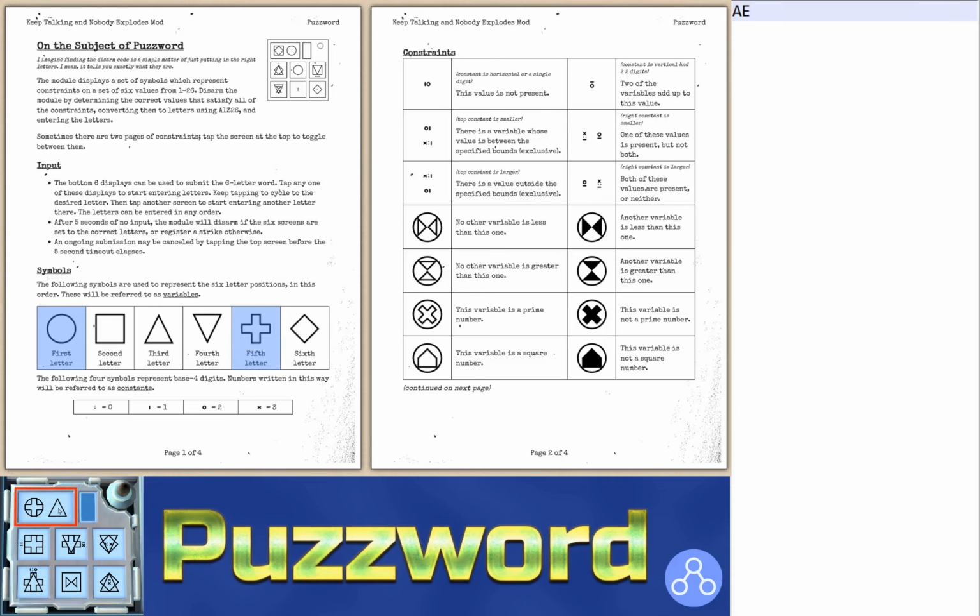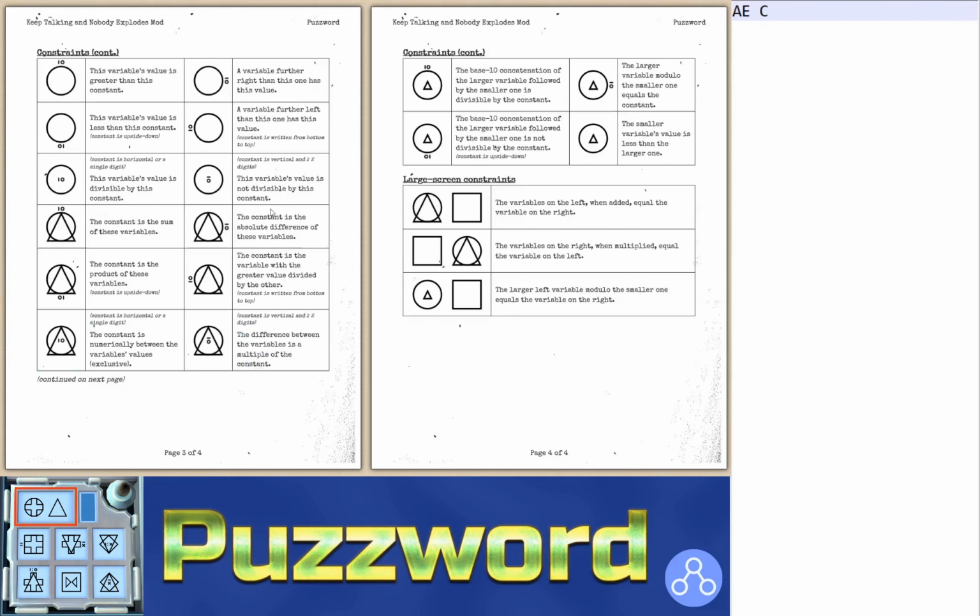And on the right we have an up-pointing triangle, which is Charlie. And then the manual tells us that if the left two are superimposed, as they are here, then we're looking at the sum. So when the variables are added, you get the variable on the right. So this says that alpha plus echo is equal to Charlie.